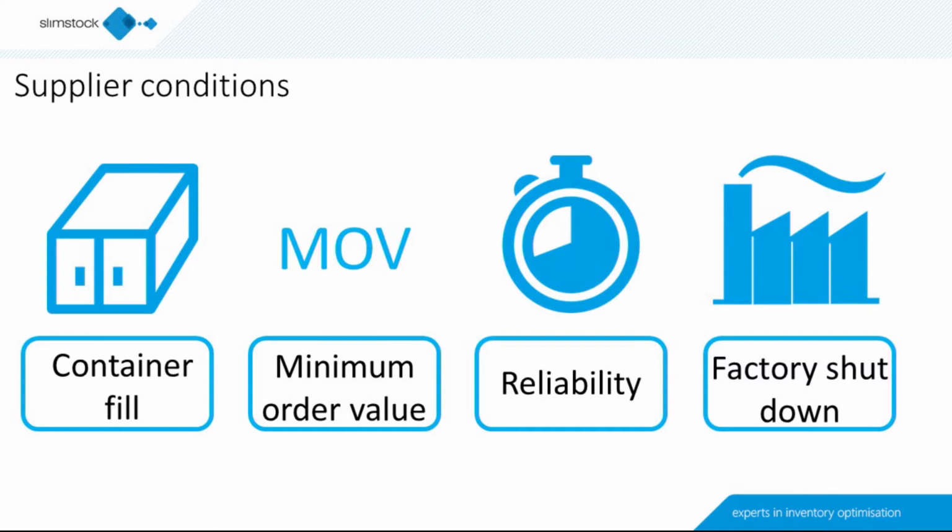We've then got minimum order values which might come into effect. And again, it's working out how we get to that point as opposed to just picking the product that we sell the most of and thinking that that's the best way of filling that order.